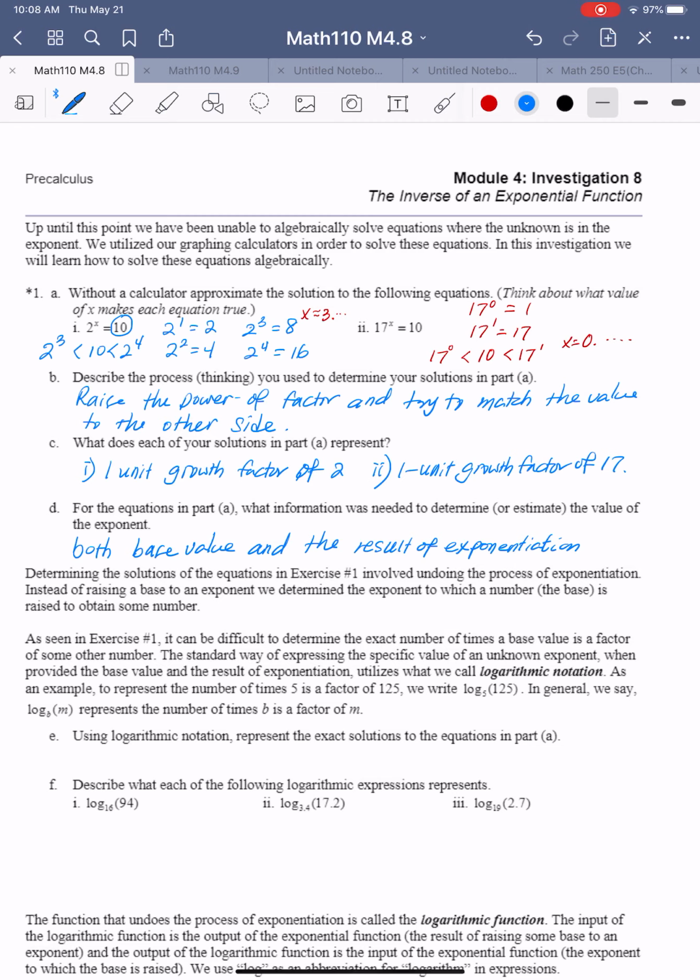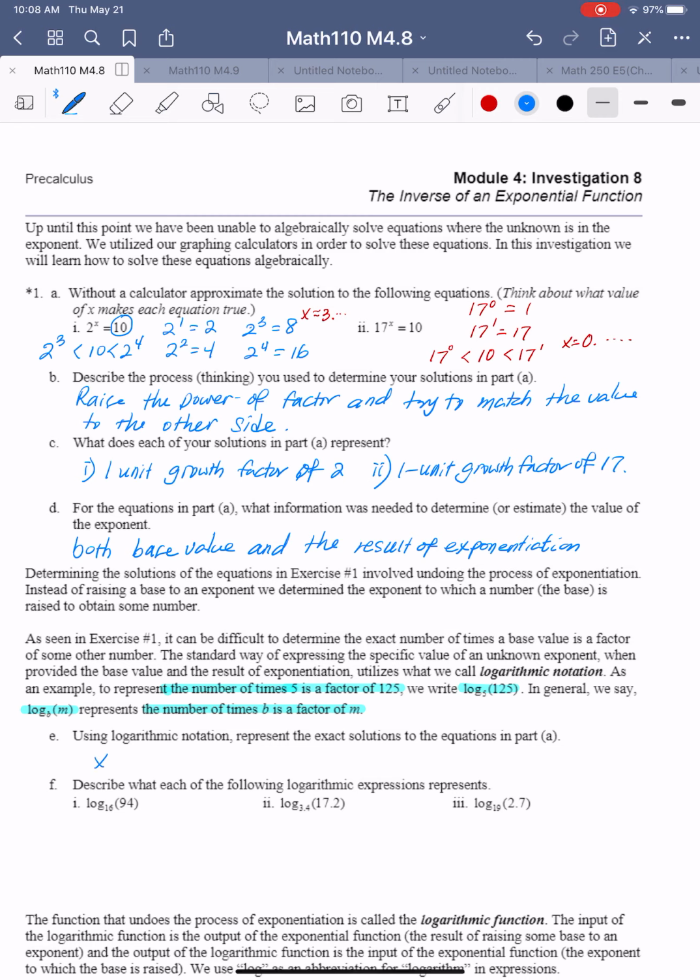As an example, to represent the number of times 5 is a factor of 125, we write it as log base 5 of 125. This is the meaning of this: the number of times 5 is a factor of 125. In general, we say that log base b of m represents the number of times b is a factor of m.